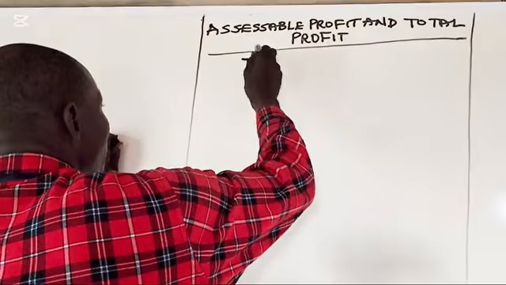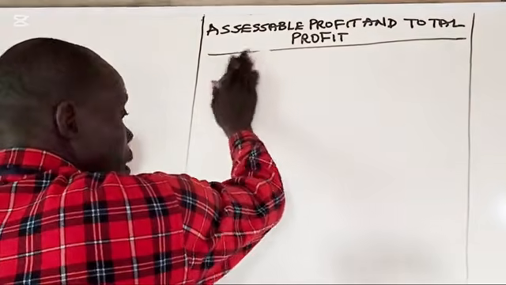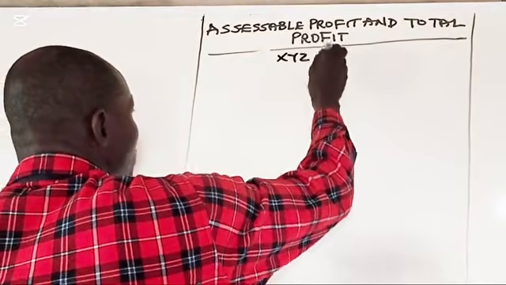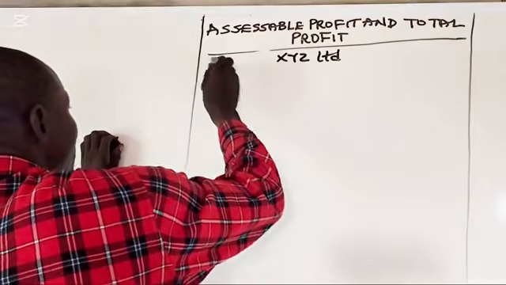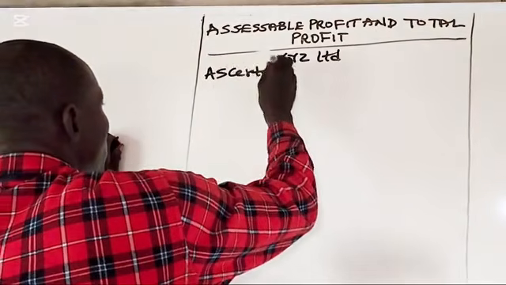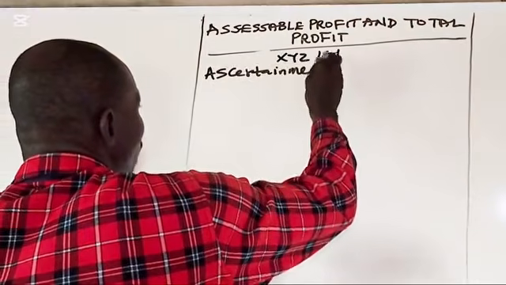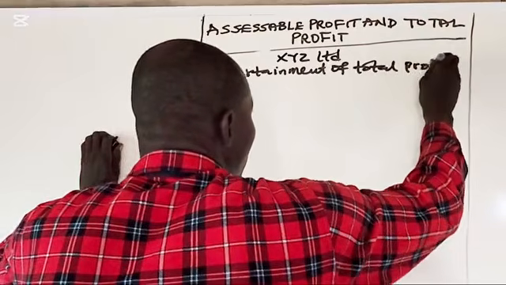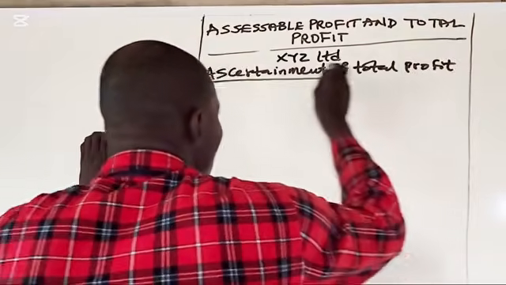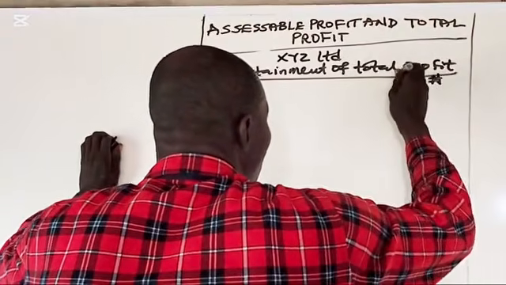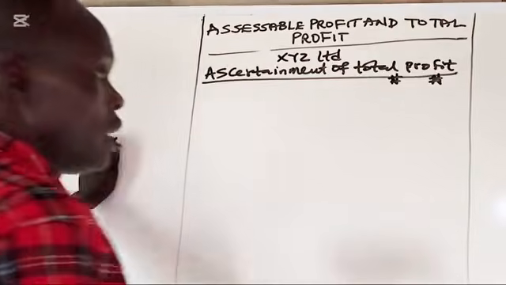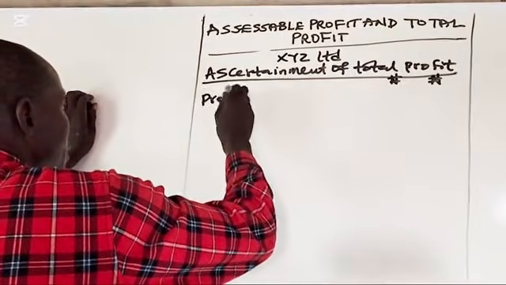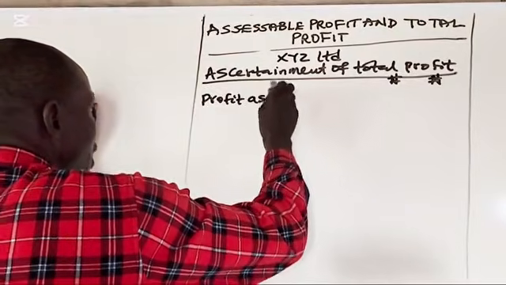Let me say XYZ Limited. Ascertainment of total profit. So you start with the profit as per account.